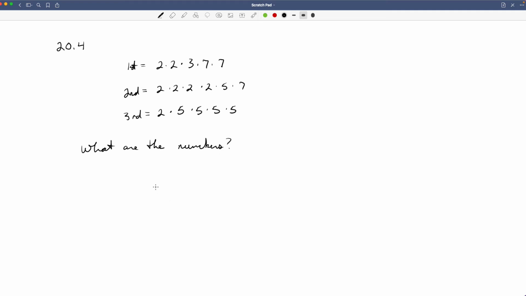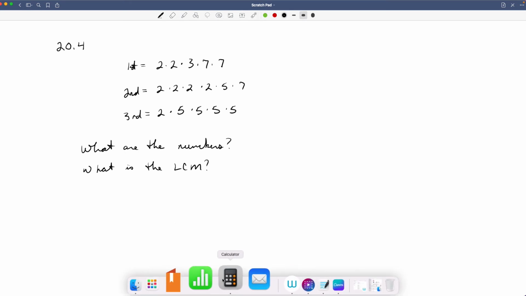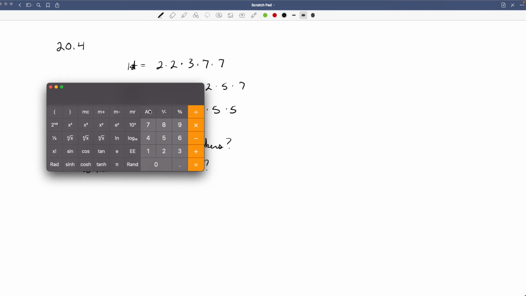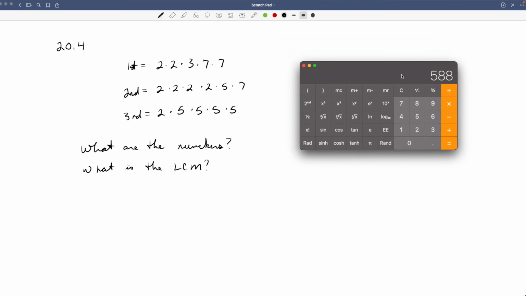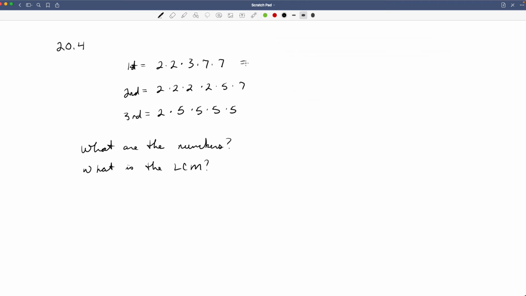And then it asks us, what is the LCM? So we can easily find the numbers. All we need to do is multiply. So I'm going to pull up my calculator because these look like they might be big. And I'm going to say 2 times 2 times 3 times 7 times 7. 588 is the first number.